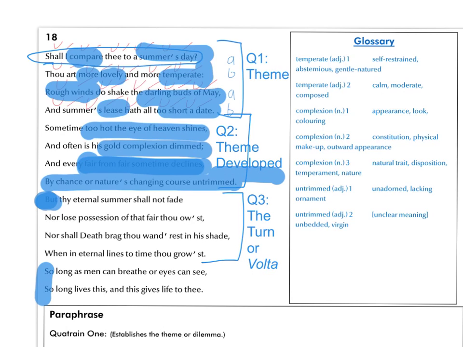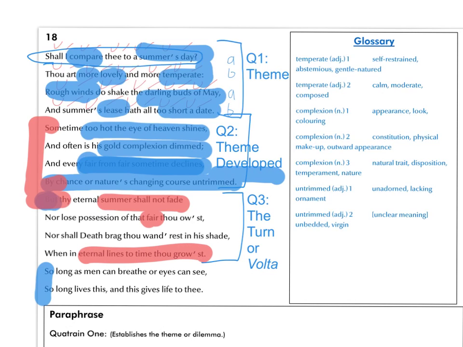In Sonnet 18, Shakespeare turns, in the third quatrain, from describing summer and all of its disadvantages in quatrain 2 to describing his love, and how his love is different than summer. He says, "Thy eternal summer shall not fade." Unlike summer, you're not going to go away. You won't lose your beauty. "Nor lose possession of that fair", that beauty, "thou owest. Nor shall death brag thou wanderest in his shade, when in eternal lines to time thou growest." Shakespeare's saying that your beauty will go on.